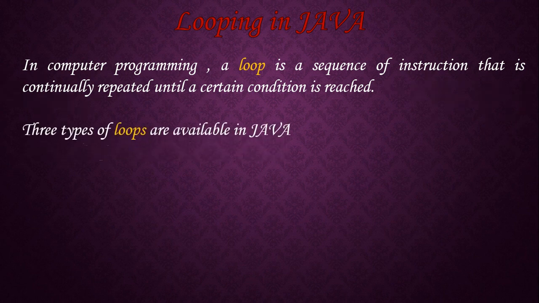is met. So three types of looping structures are available in Java. Those are for loop, while loop and do while loop. So in today's class we will be discussing for loop, and let us begin with the syntax.